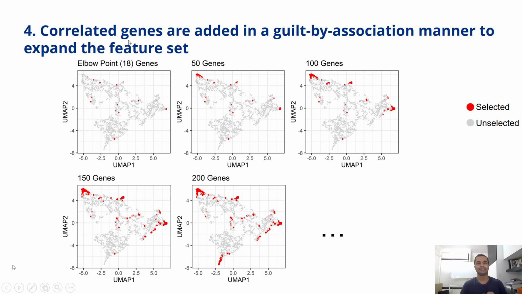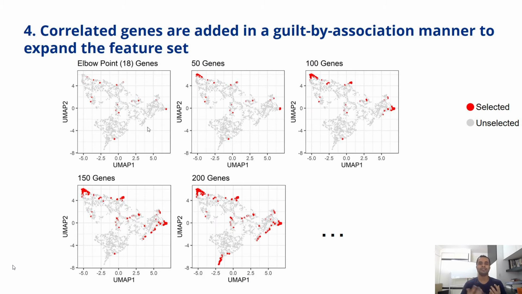We can then add correlated genes to this elbow point feature set so that different sections of this UMAP are populated. The UMAP visualization here is a visualization of the gene-gene correlation matrix, and hence, as different regions start getting selected, different regions could represent different patterns of expression. Now, most feature selection algorithms stop at this point and allow the user to determine either an FDR threshold or a fixed number of genes that the algorithm would return.